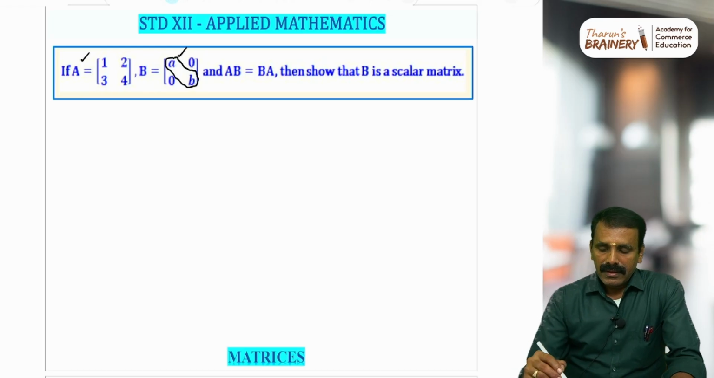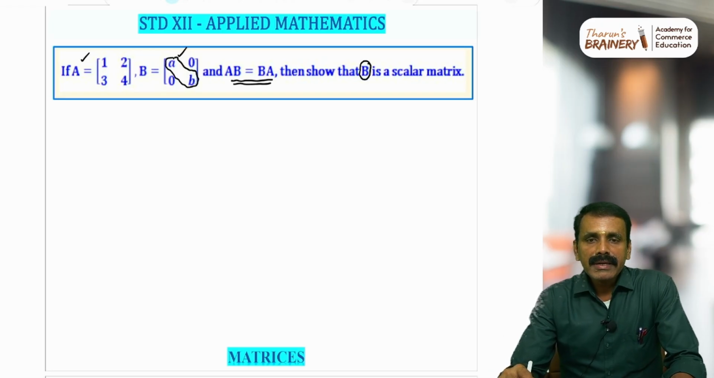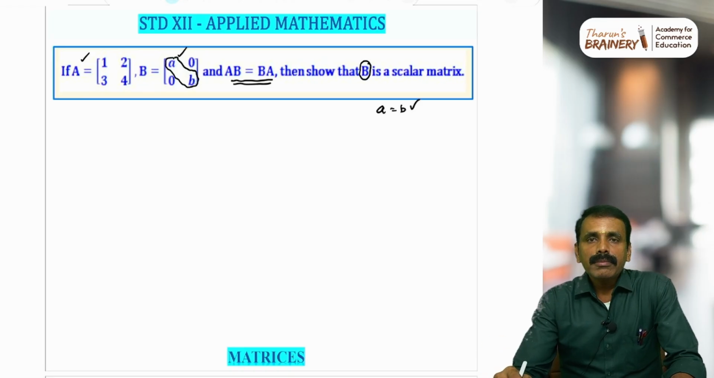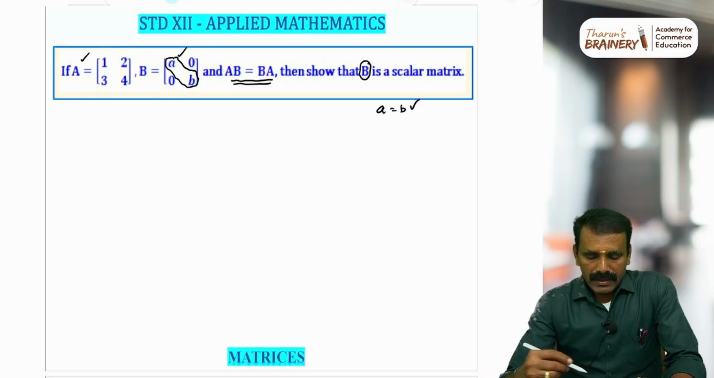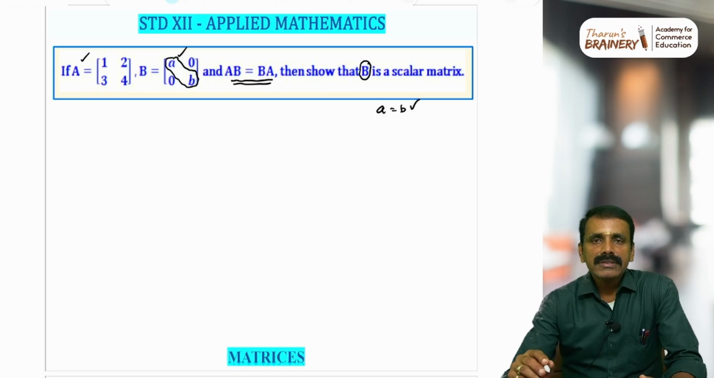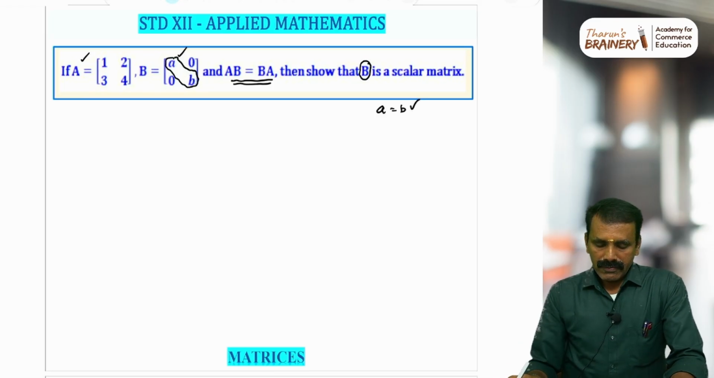But AB is equal to BA. The product is going to be equal. In that case, we are supposed to prove B is a scalar matrix. B becomes a scalar matrix when the diagonal elements are all same. If you are able to prove that, then the problem is solved. If the diagonal elements are all going to be equal, then the diagonal matrix will be said as scalar matrix. So we must know the definition of a scalar matrix. Then only we can solve the problem. So we start.